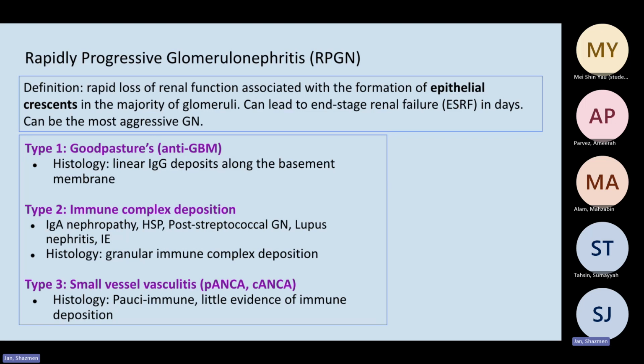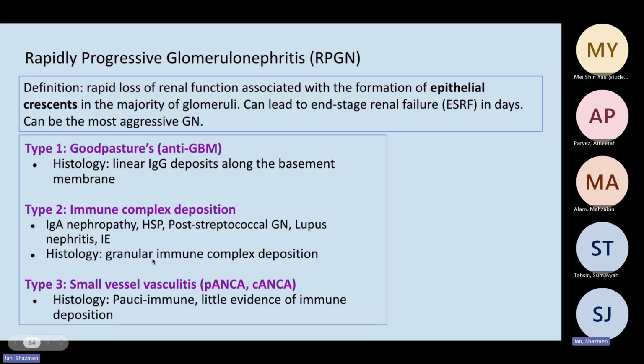This is one of the most aggressive types of glomerulonephritis, and it can lead to end-stage renal failure in a matter of days. And causes are what I've already covered. So actually, all the nephritic syndrome causes I've covered can lead to rapidly progressive glomerulonephritis. So type 1 is caused by Goodpasture's. Type 2 is a result of immune complex deposition, which can be secondary to a number of things. So IgA nephropathy, HSP, post-streptococcal glomerulonephritis, lupus, etc.